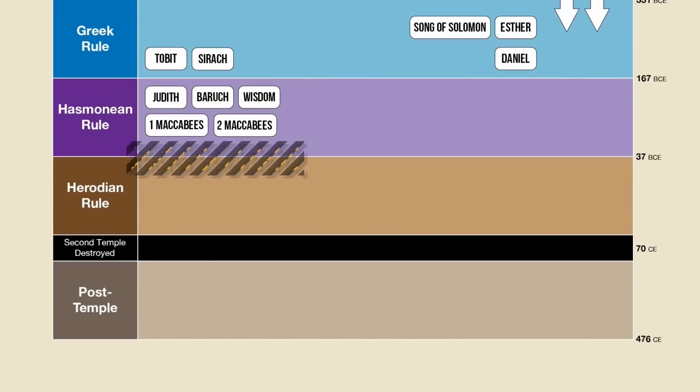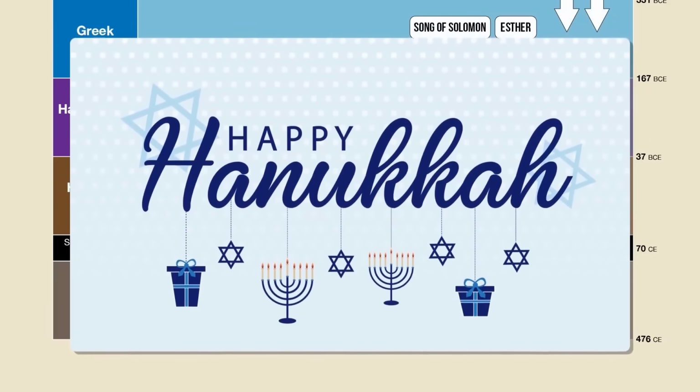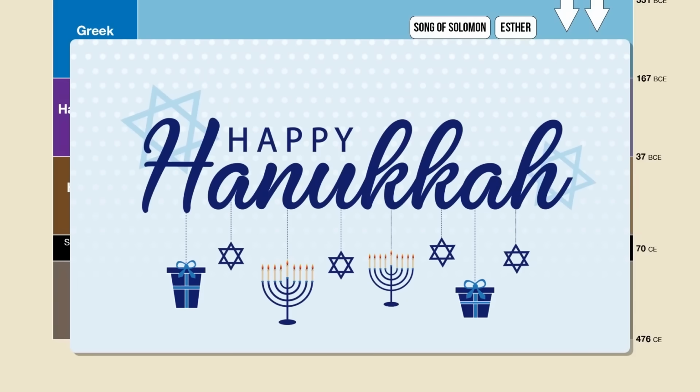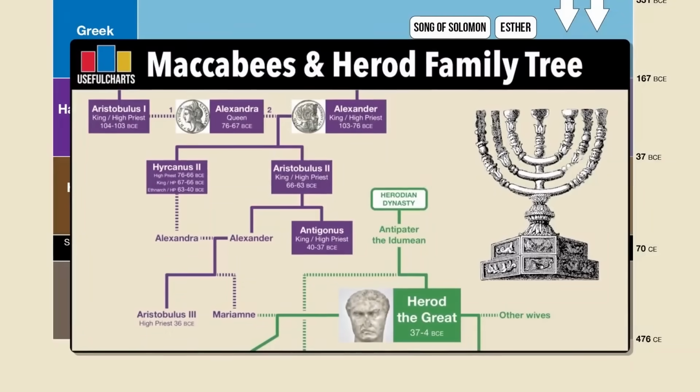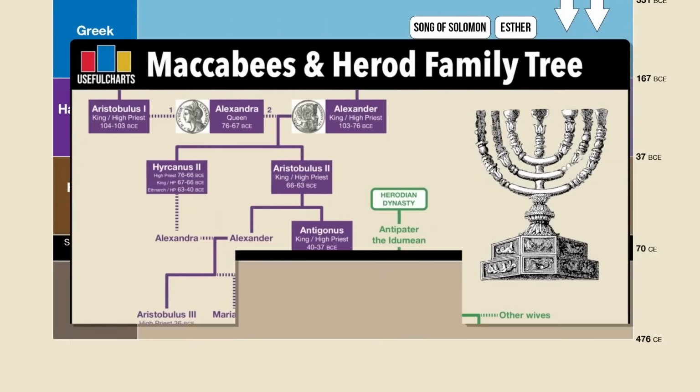The Maccabees are, of course, associated with the Jewish holiday of Hanukkah. However, please note that the miracle of the oil story is actually not mentioned in either 1st or 2nd Maccabees. The earliest mention of that part of the Hanukkah story is actually in the Talmud. Anyway, if you want to learn more about the Maccabees and the Hasmonean period from a historical point of view, I'd recommend watching the video on this channel where we go through their family tree. I'll link to that in the description.